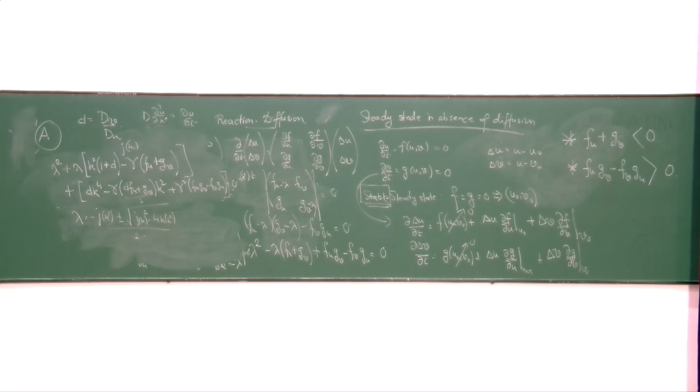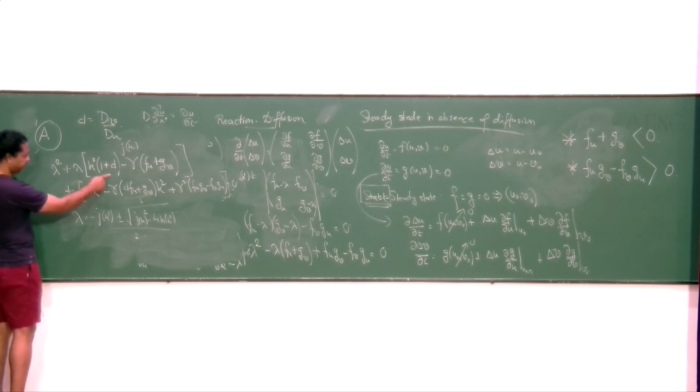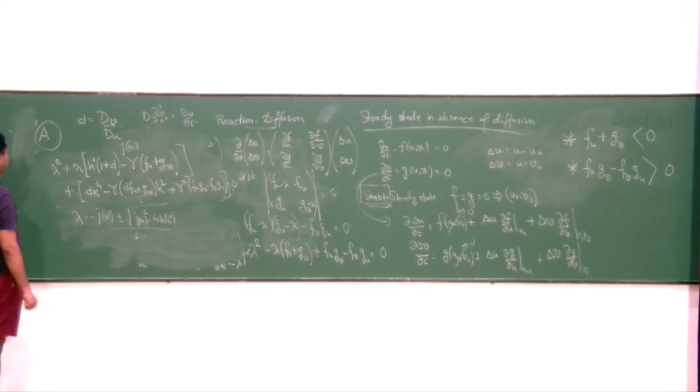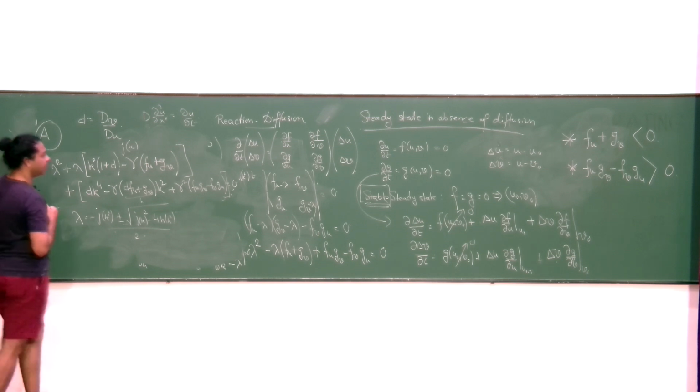So if I wanted to make this lambda positive, what I could do in principle is have this thing as negative. If this thing, which is this j, is negative, then I'm guaranteed to have at least one root that is positive, correct? So I should try to make this negative, all right.